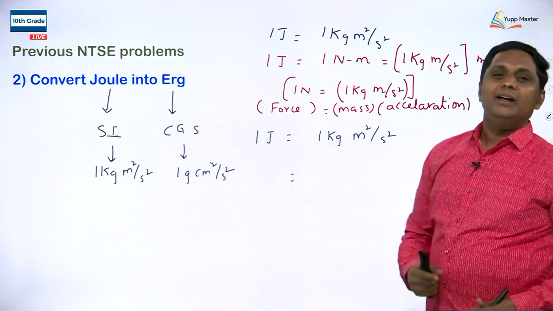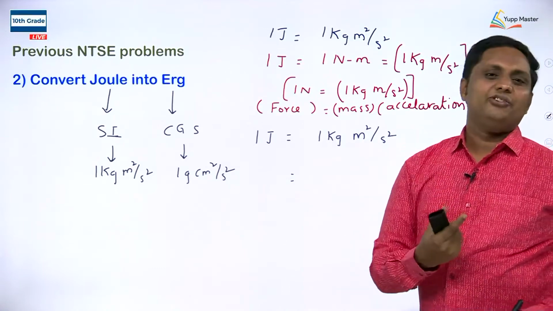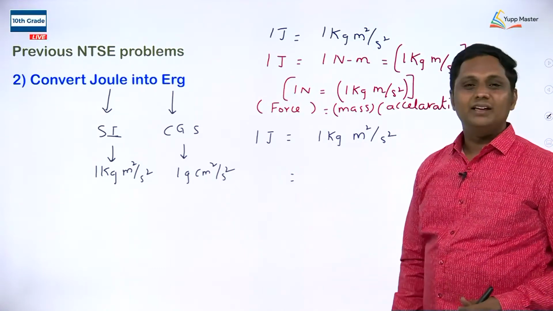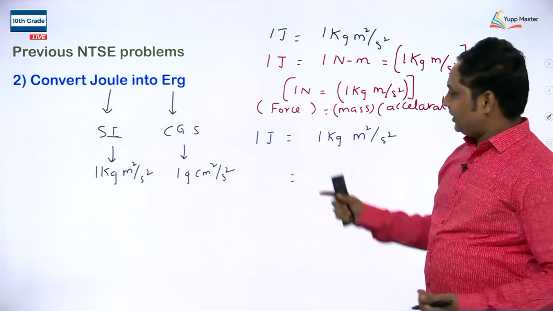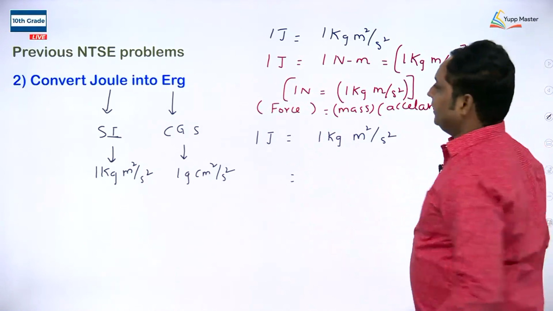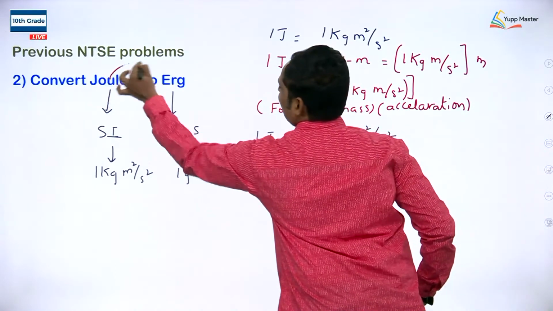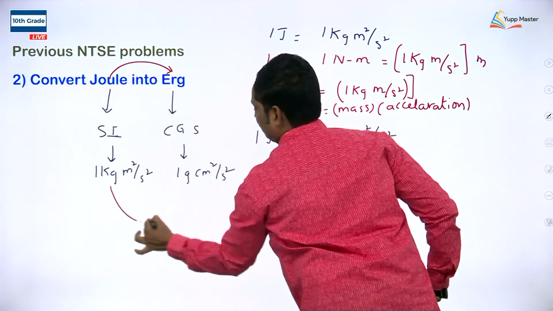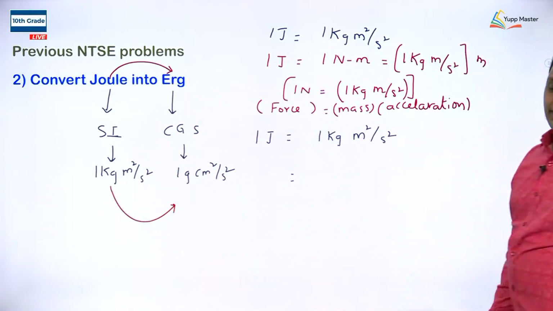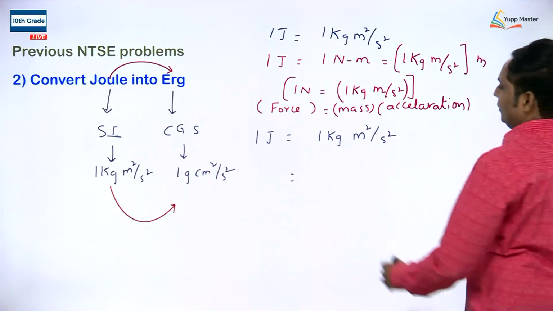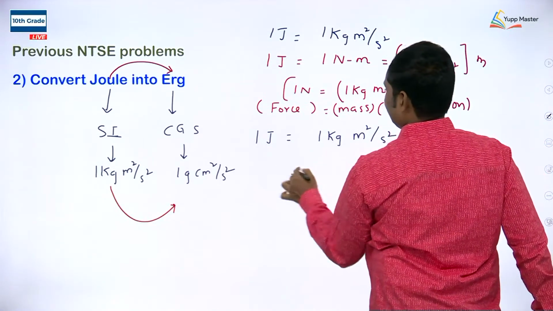If you know that 1 kg is equal to 10 power 3 grams, it is very clear. Within a short period of time you have to do that. So, while you are converting from joule to erg, you have to follow this. All right. Now, it is very clear, you are going to get that.